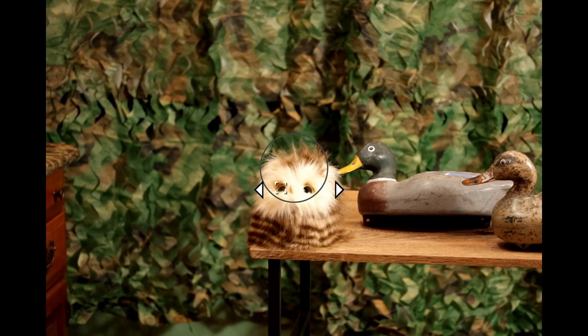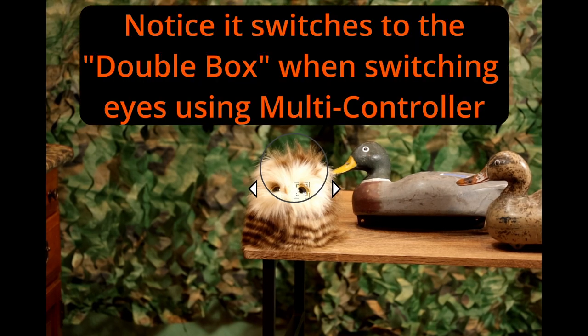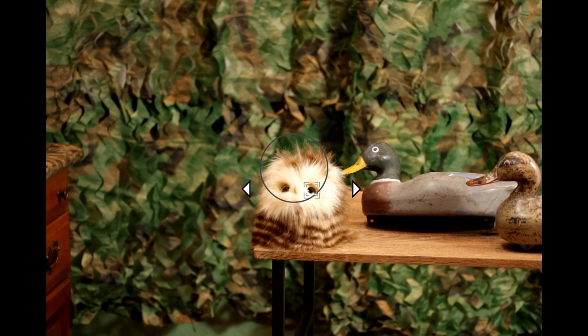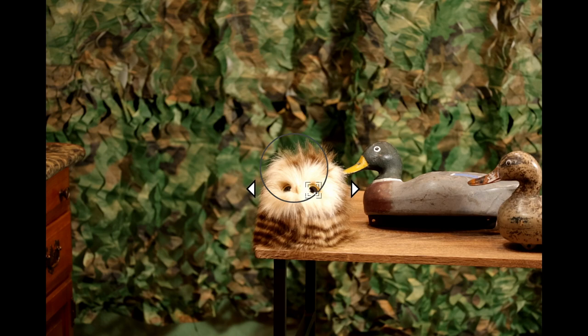So if we come over here, we've got subject tracking on and we have eye detection on, obviously. And now when we're on my little owl here and there's two eyes in the frame that are in the same focal plane pretty much, once those arrows are up, you use the multi-controller and I can easily switch between the two eyes. And all I'm doing now is pressing the multi-controller left and then right, left and then right. So that's pretty easy and it works really well when you have two eyes that are very close together. When you have this situation and the eyes are pretty much in the same focal plane, I'm not quite sure why you'd want to switch between either.